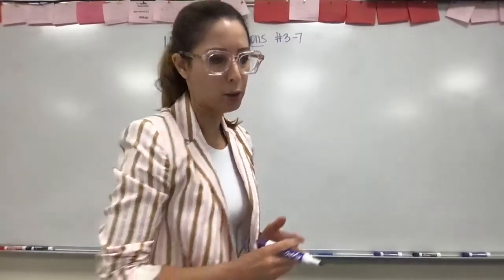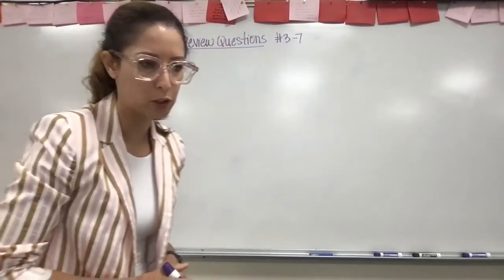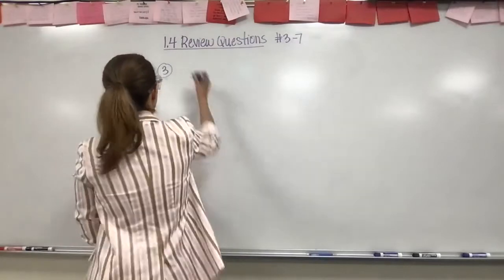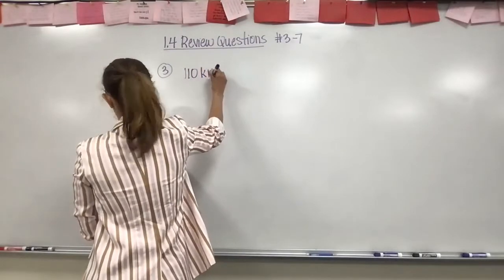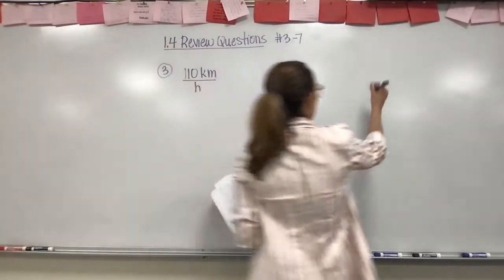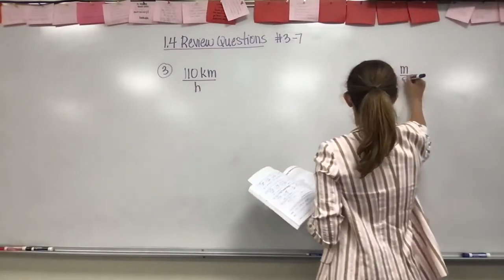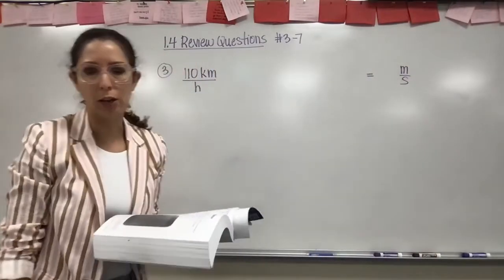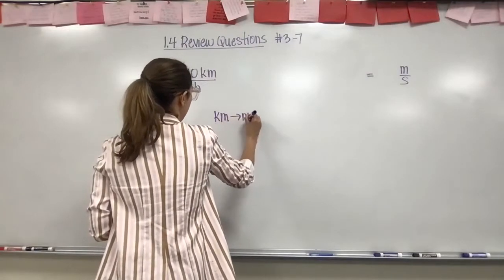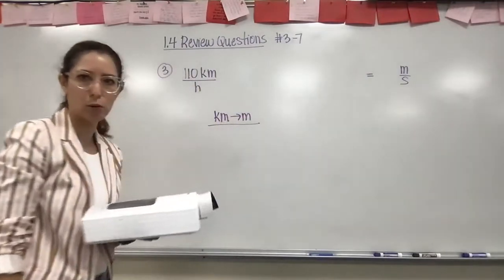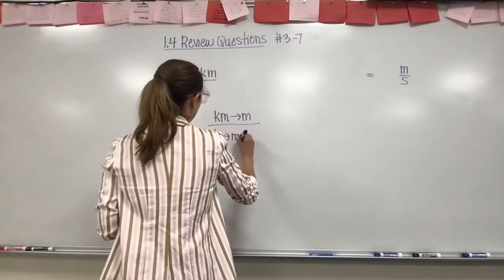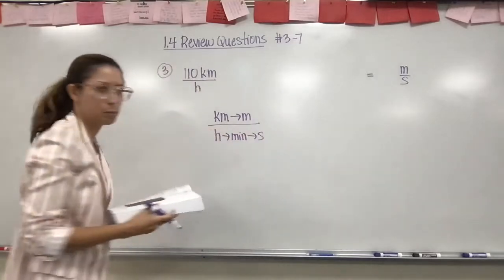Okay, so if you're looking at question number 3 in the 1.4 review questions, it says the maximum highway speed in some states is 110 kilometers per hour. Express the speed in units of meters per second. So if I want to end up with meters per second, you know that converting kilometers to meters is a one-step metric conversion. So that's what you would do for the numerator. And then you know that you can convert hours to seconds by stopping off at minutes in between.